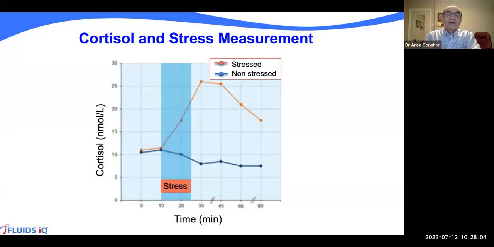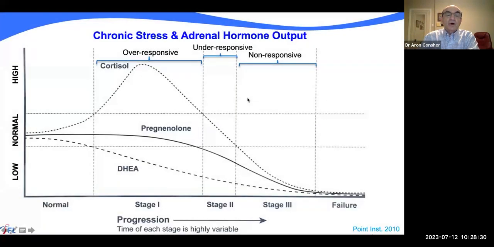However, we do know that cortisol is a very clear measure of stress. And when you are stressed, you can look at saliva measurements of both stressed and non-stressed individuals somewhere in the area of 20, 30 minutes or later, and you will see a very different level from the non-stressed to the stressed individuals.